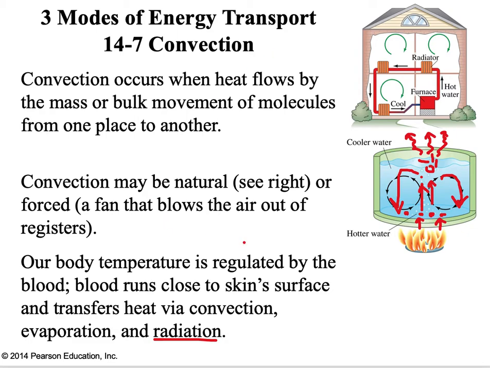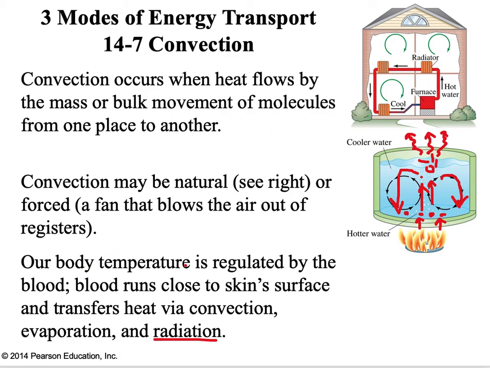Convection may be natural or it may be forced. For example, a fan that blows out air at the register in your house would be forced air. That's forced convection. Natural convection would be where you have gases rising up off the surface of the land of Earth, for example.